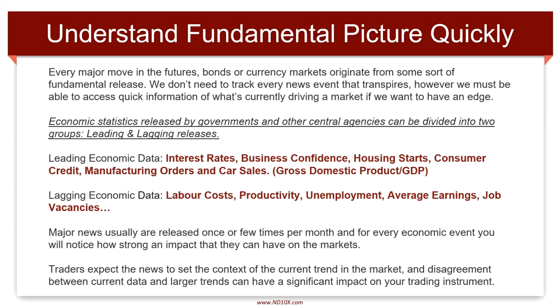While lagging economic data, like labor cost, productivity, unemployment, average earnings, job vacancies, and so on, are still important pieces that we should know, they're usually lagging to move the market. And we are going to see them really reflecting in the market after 3 to 6 months. Major news are usually released once or a few times per month. And for every economic event, you will notice how strong an impact they can have on the markets.